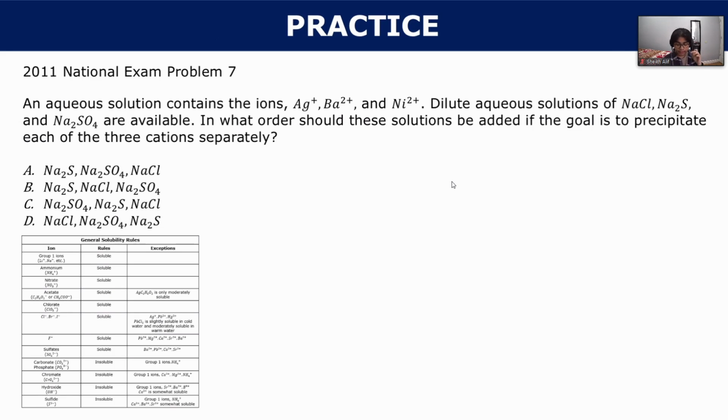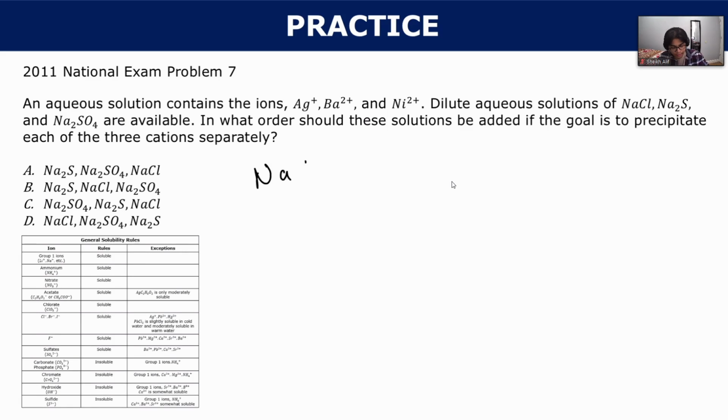Let's take a look at the last one. An aqueous solution contains the ions Ag, Ba, and Ni. Dilute aqueous solutions of NaCl, Na2S, and Na2SO4 are available. In what order should these solutions be added if the goal is to precipitate each of the 3 cations separately? In order to solve this problem, let's take a look at the precipitating agent, per se, of the dilute solutions.